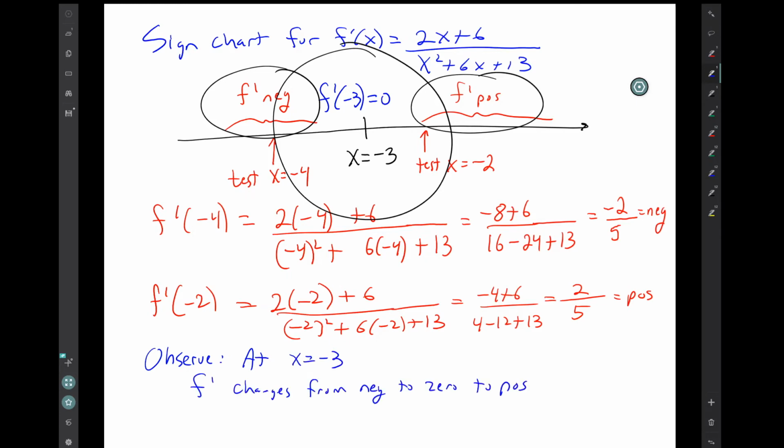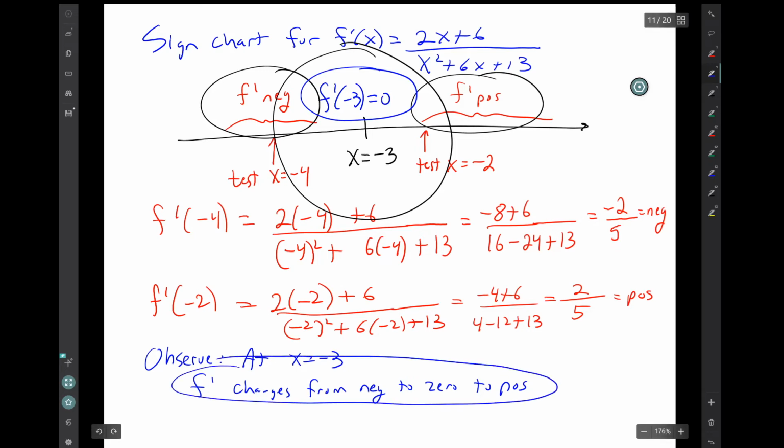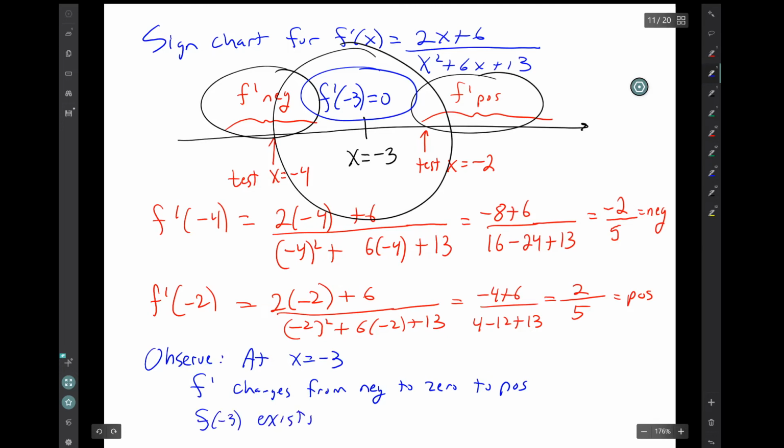And we know that the y value on the graph of f of x exists because f prime is 0. That means that there is a tangent line and it's horizontal. You can't have a tangent line unless there's a point on the graph. So we know that f prime changes from negative to 0 to positive, and so f must exist at x equals negative 3. And so that tells us that there's a local min at x equals negative 3. So we'll find the y-coordinate of the local min on the next page.